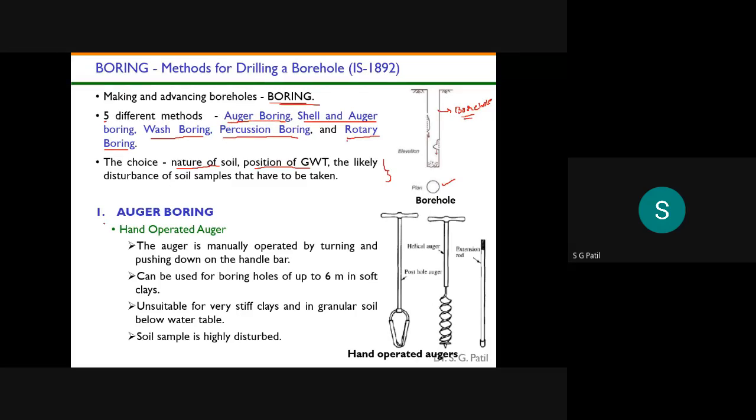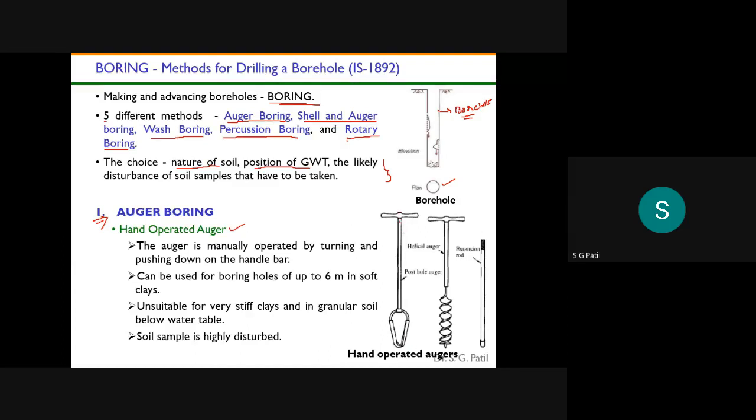First one is auger boring. In auger boring we have two types: one is the hand operated auger boring, and another one is the mechanized auger boring. So what is hand operated auger boring? Hand operated auger boring looks like this. So these are hand operated augers.